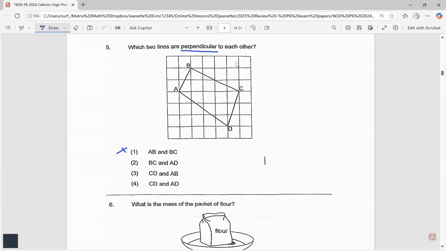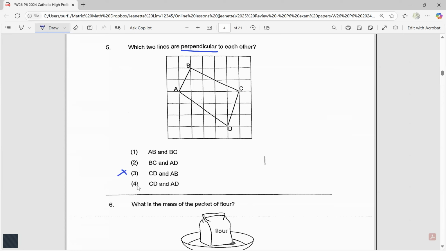C, D, and A, B. Sorry, I read wrongly. So C, D, and A, B are not perpendicular because they are opposite each other. Then C, D, and A, D. Okay, we have the other three options. Then one of them could possibly be perpendicular to each other.